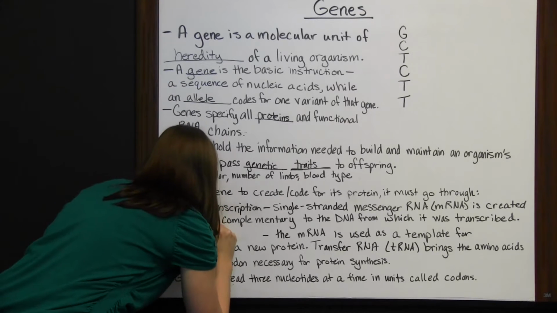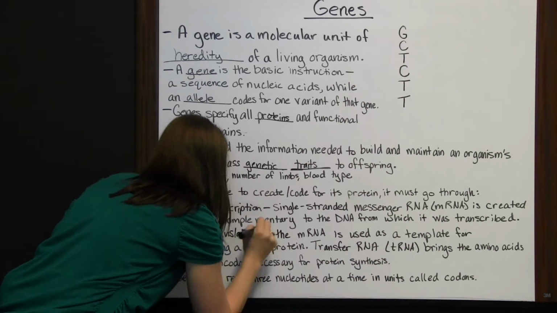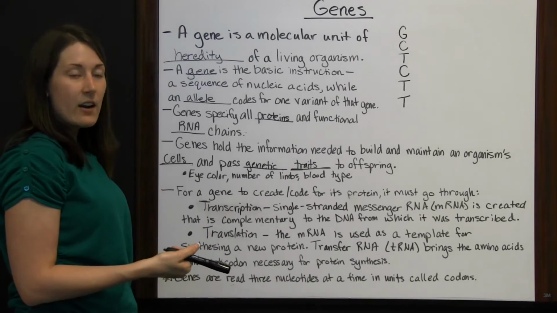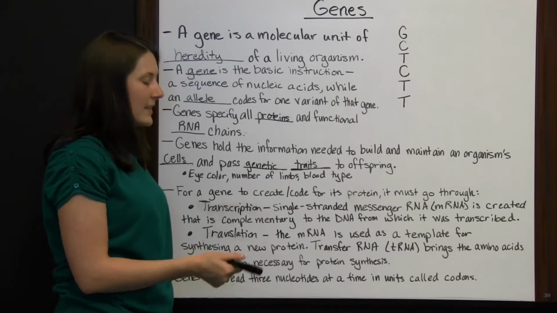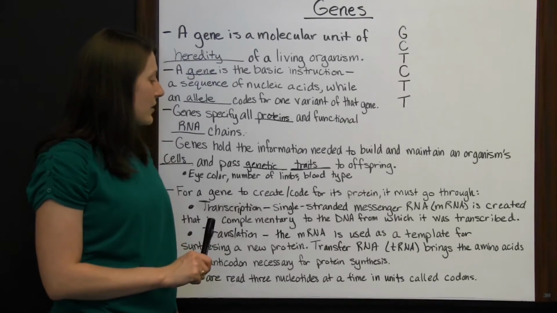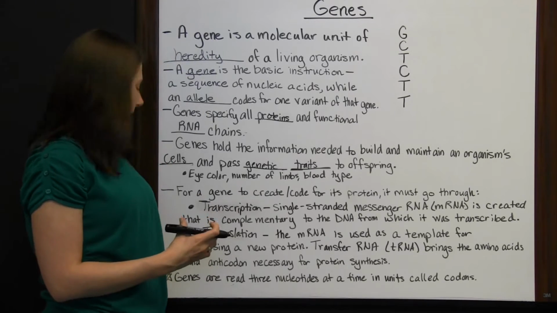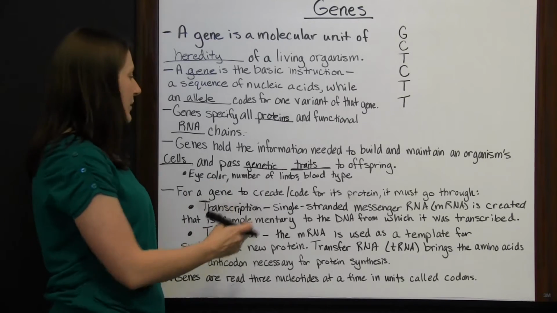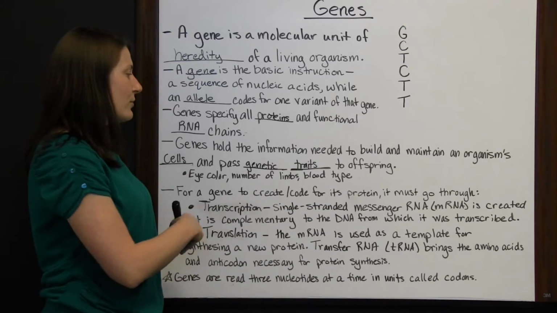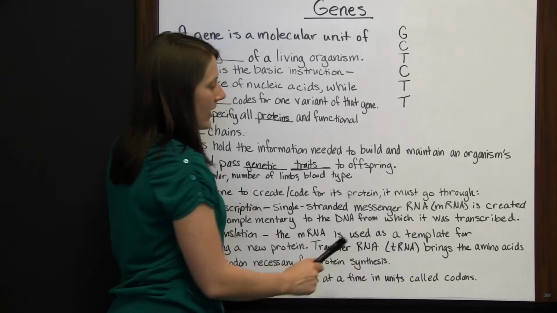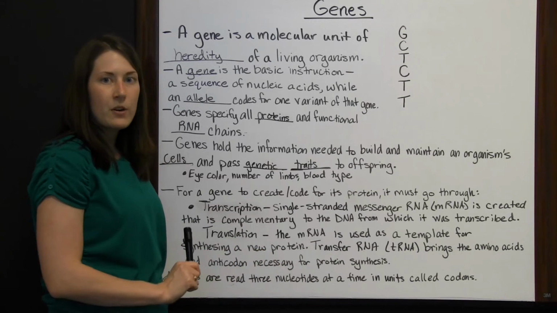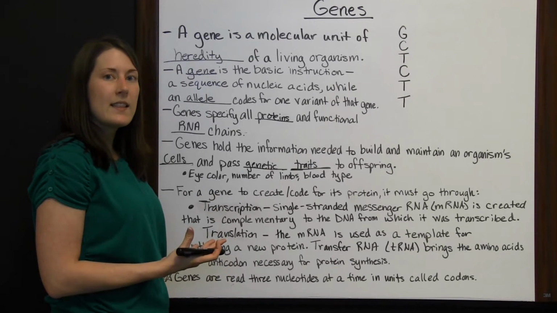So next comes translation. That messenger RNA is used as a template for synthesizing a new protein. Transfer RNA, or tRNA, brings the amino acids and anticodon necessary for protein synthesis. And something to remember is that genes are read 3 nucleotides at a time in units called codons. So you look at the 3 nucleotides that are coding for this one protein, and they're going to be transcribed onto messenger RNA, which is going to travel elsewhere in the cell, and transfer RNA is going to bring the amino acids and the anticodon that match up with that set of 3, with that codon, and let the protein be created.